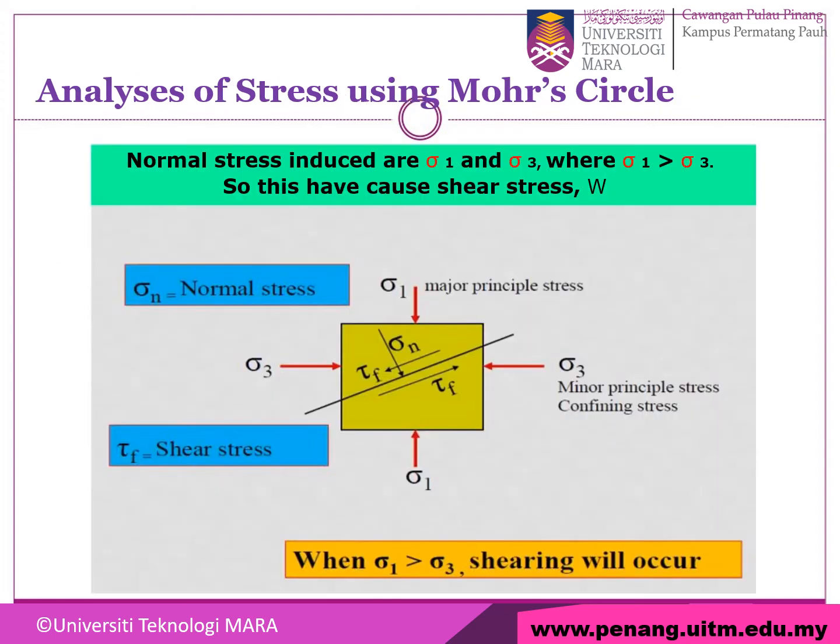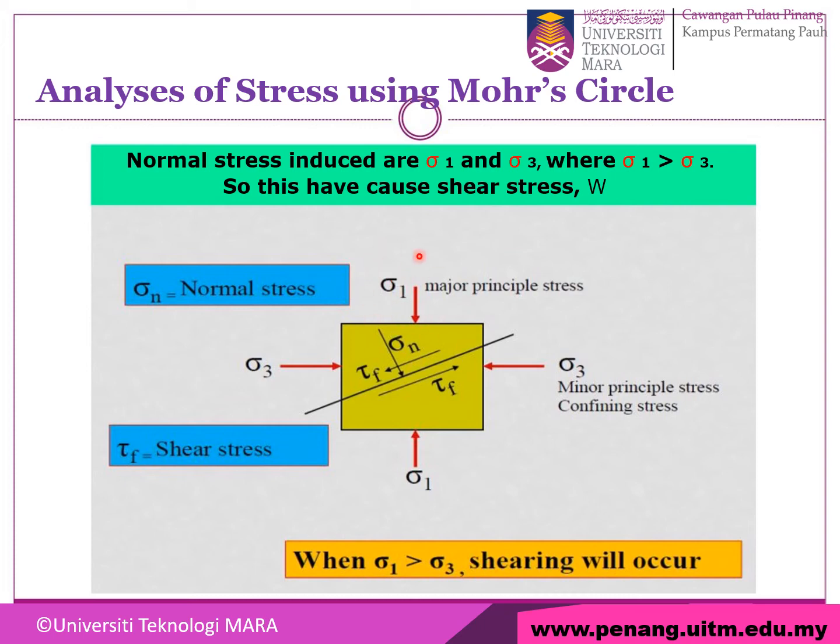Alright guys, look at this analysis of stress using the Mohr circle. Normal stresses induced are sigma 1 and sigma 3. This one is sigma 1, and this one is sigma 3. If sigma 1 is greater than sigma 3, it will cause shear because this one is larger than this one, so it is going to shear. So we call this shear stress.